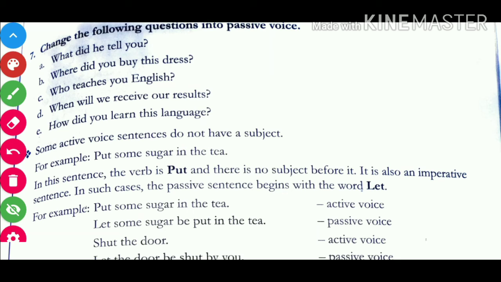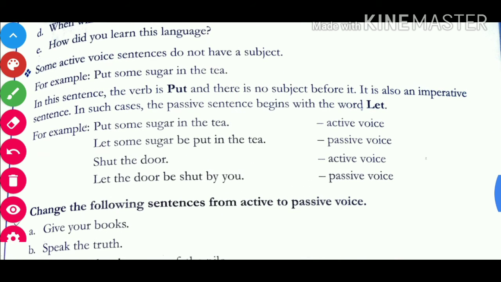And now two are remaining, so this is to be solved by you yourself for practice. Now some active voice sentences do not have a subject. कुछ ऐसे active voices रहती हैं जिसमें subject नहीं होता है. Okay, see for example, put some sugar in the tea. So over here you can see that this is an imperative sentence. ये एक imperative sentence है. That means it is a simple statement. इंस्ट्रक्शन बोल सकते हैं या ऑर्डर बोल, सॉरी, it is not a simple statement, it is an order.